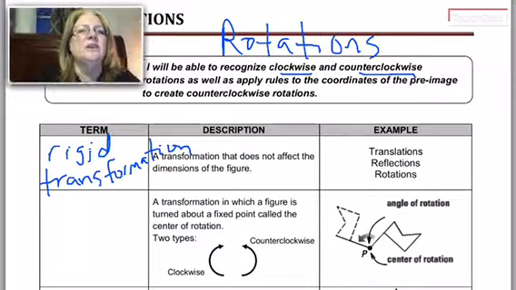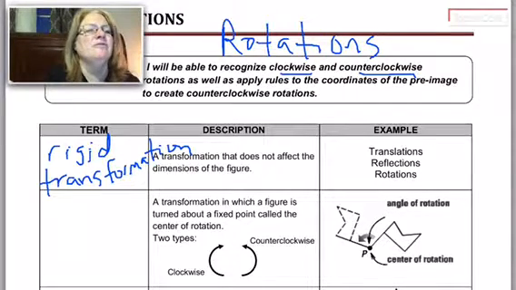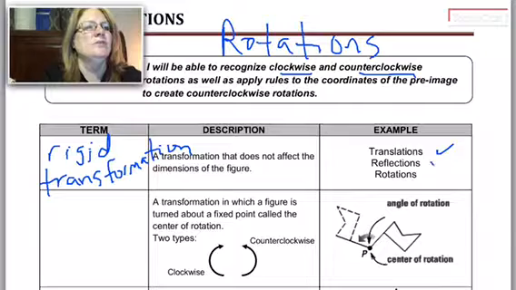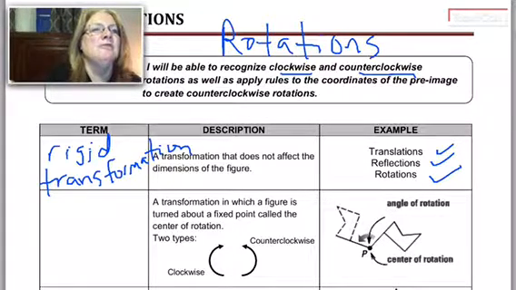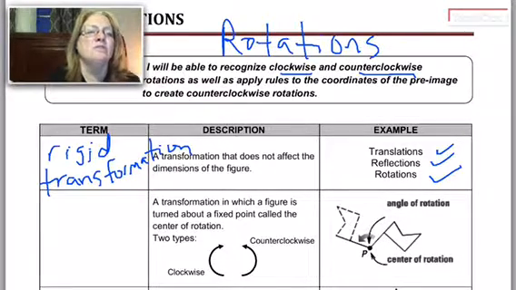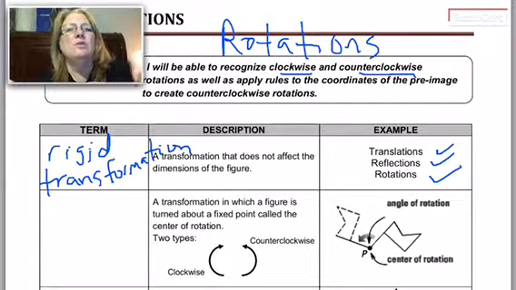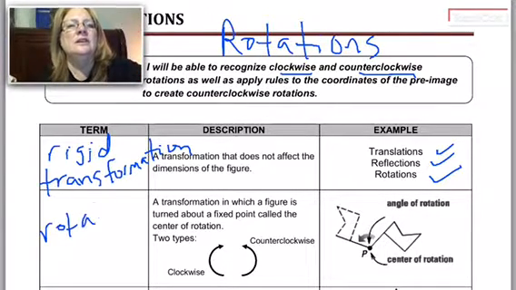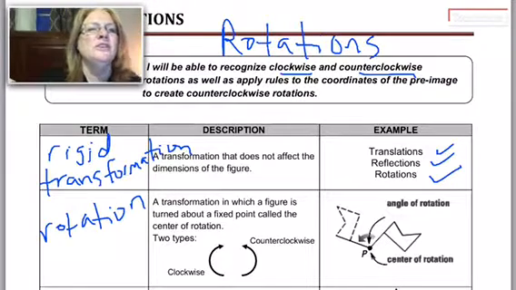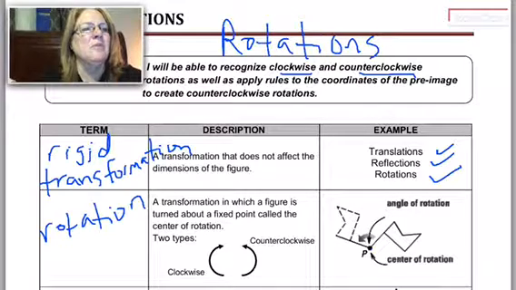Okay, so a rigid transformation is a transformation that does not affect the dimensions of the figure. So we have translations, reflections, and rotations. If you remember, our other transformation that we talked about earlier were dilations, and that can make the figure smaller or larger. So a rotation is a transformation in which a figure is turned about a fixed point called the center of rotation, and there's two types. You can go clockwise or counterclockwise, and it's fixed about a point. And in our case, it's usually going to be the origin.